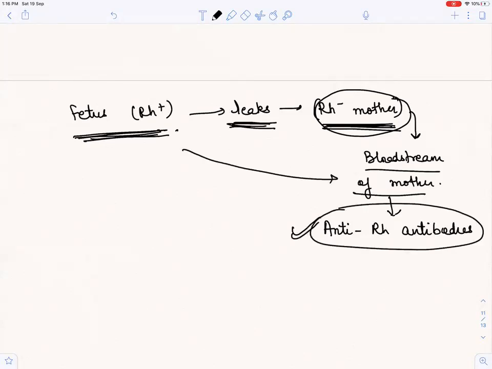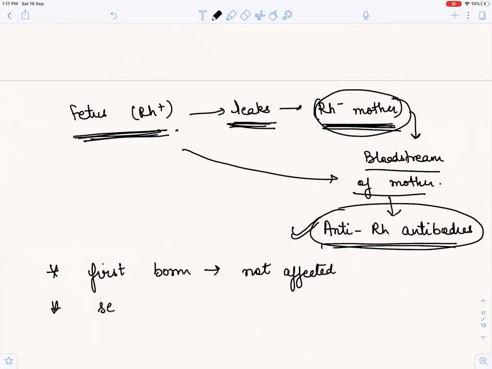फिर क्या होगा? Generally, because ये तो blood stream में ही रहेगा, तो generally first delivery में, generally first born जो होता है, first born is not affected. But अगर फिर से mother gets pregnant again, मान लो अब second pregnancy में क्या होगा? What will happen in the second pregnancy?